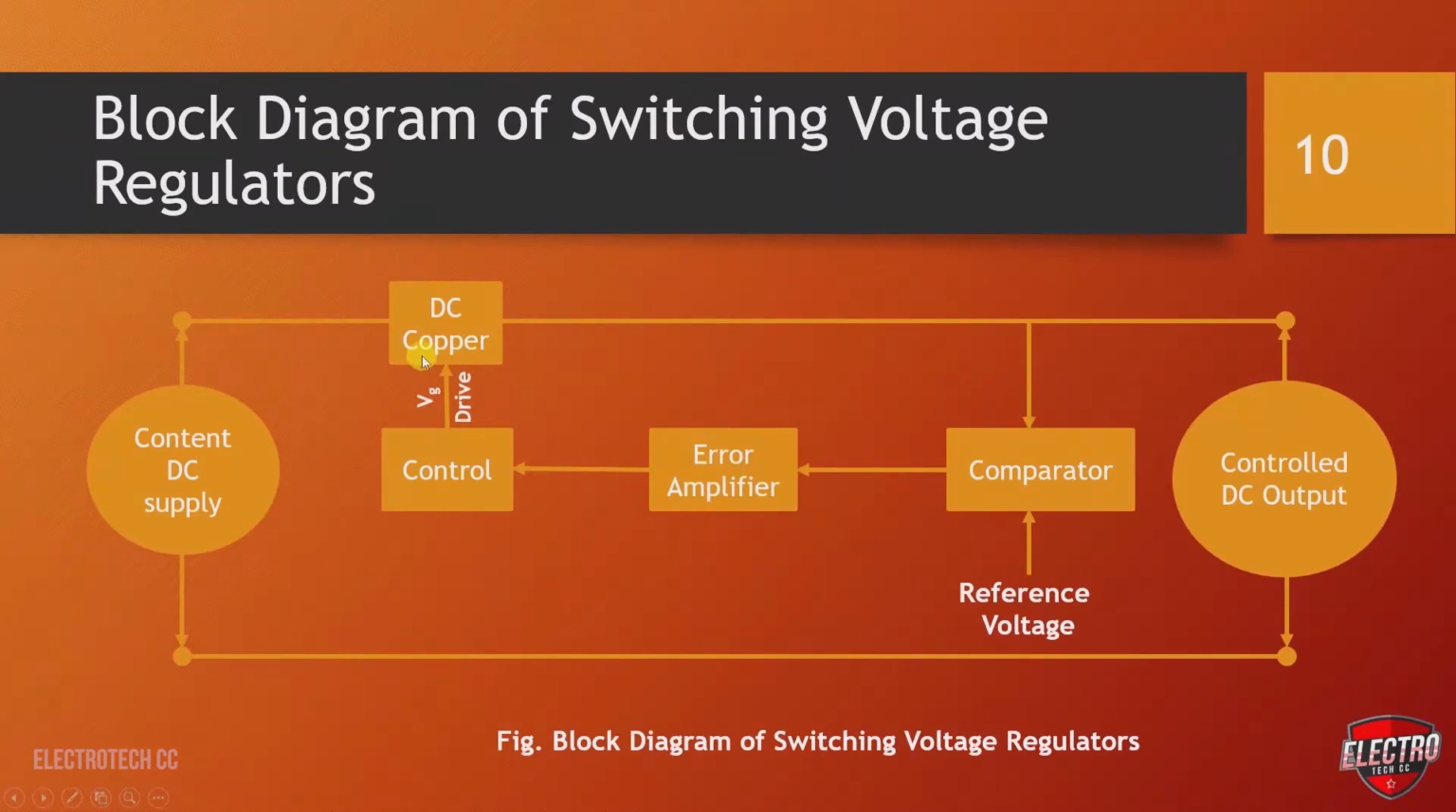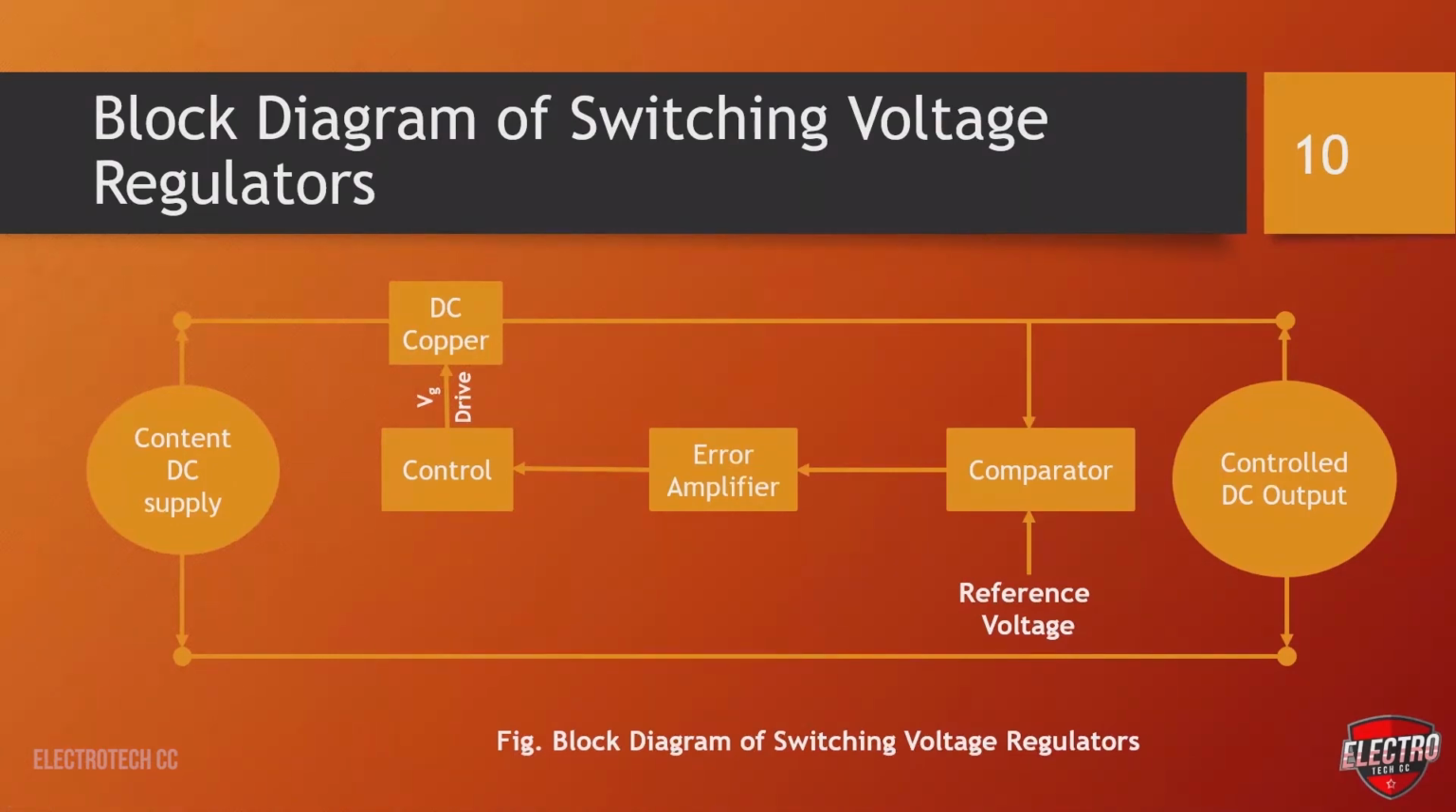The comparator compares the reference voltage with the output voltage. The reference voltage is set for a particular output voltage. The comparator generates the error signal. This error signal acts as the control voltage. The control block uses the control voltage Vc to generate the drive of the chopper.